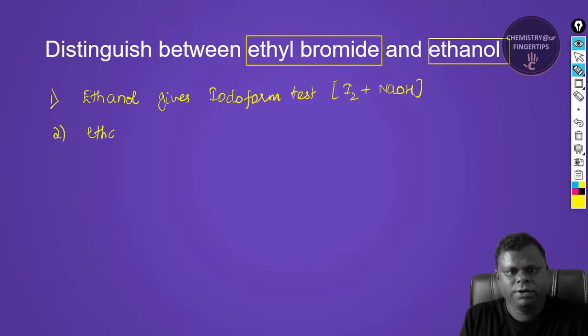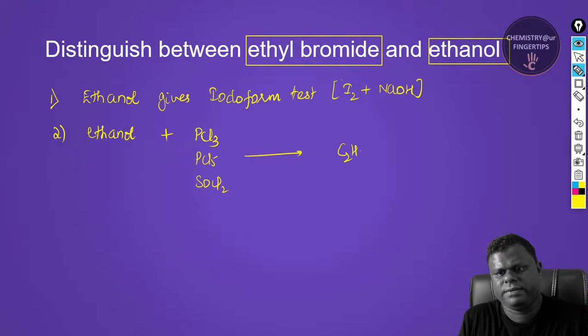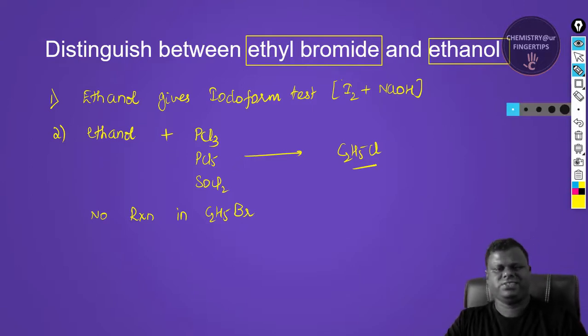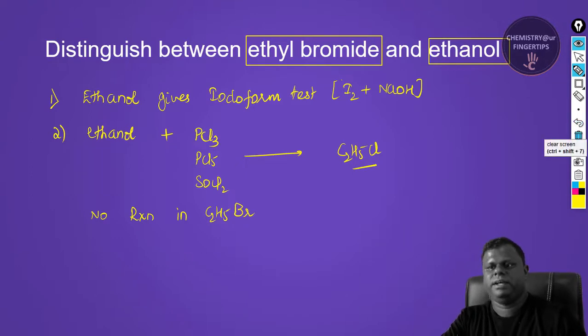Ethanol on treatment with PCl3. You can use PCl3, you can use PCl5, you can use SOCl2, right? It's going to give you ethyl chloride, correct? Ethyl chloride, whereas basically there is no reaction in C2H5Br. Ethyl bromide is definitely not going to give this reaction, right? This set of reactions. So I think these are pretty much simple. You could have other reactions as well and try to explain all these. Okay, yeah.